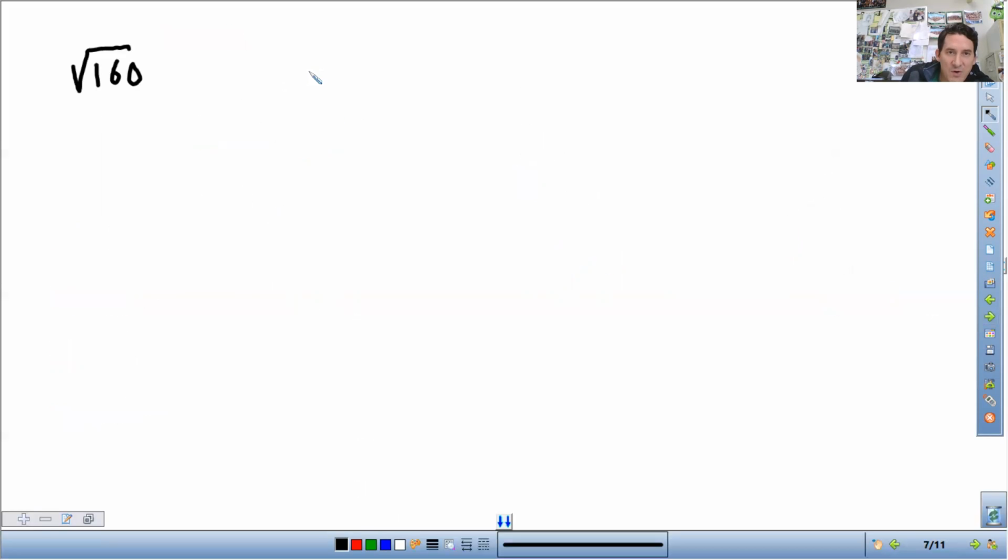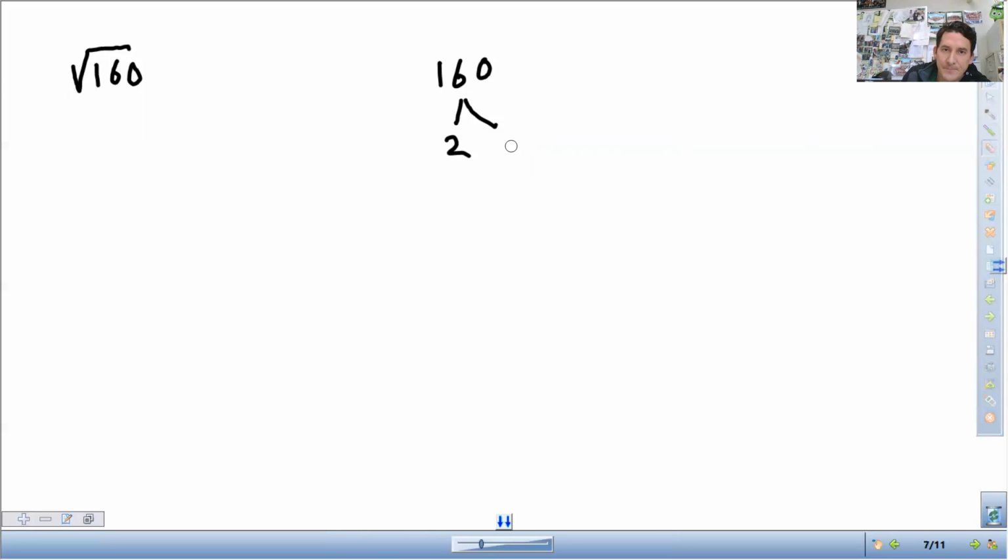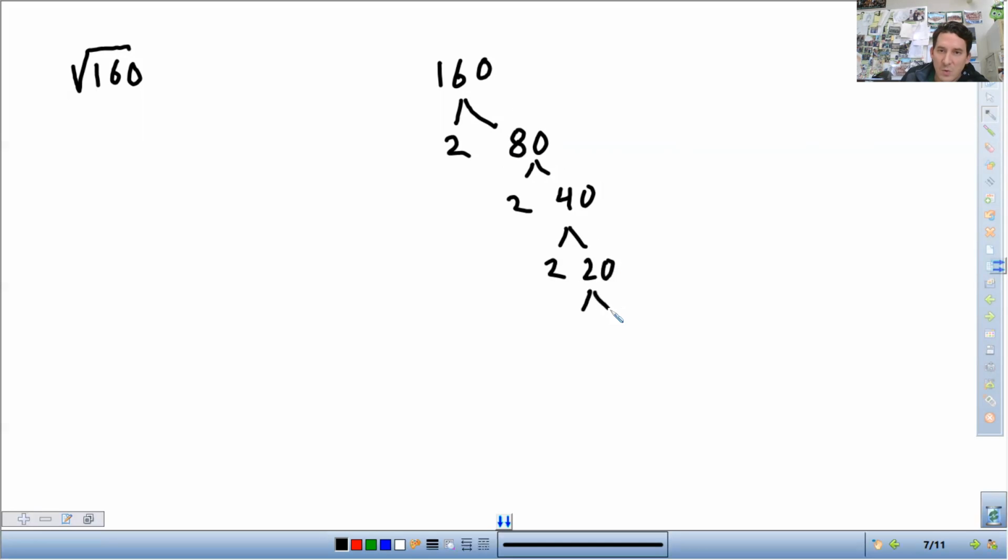Another example, square root of 160. So this is going to be a long one. So 160. I'm going to split that up into 2 and 80, then 2 and 40. 40 is 2 and 20. 20 is 2 and 10. And then 10 is 2 and 5.